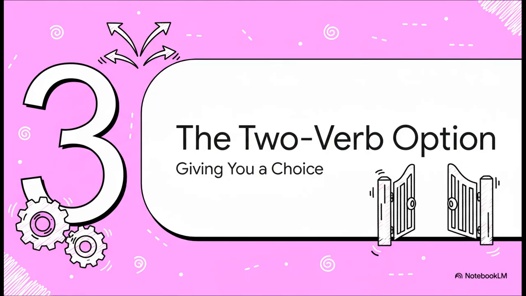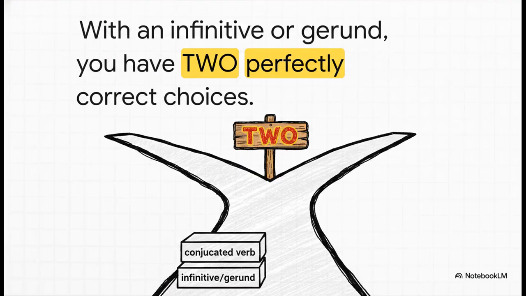Pretty straightforward. But this is where things get really interesting. What happens when you have a second verb in the sentence? This is where Spanish actually gives you a bit of freedom. So whenever your sentence has two verbs working together, think phrases like I am going to give or I am explaining. You've got a main conjugated verb plus another one in its infinitive or gerund form. In these situations, Spanish gives you two totally correct options for where to put the pronoun.